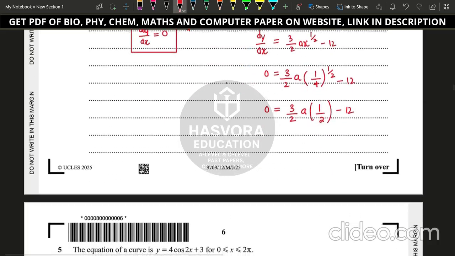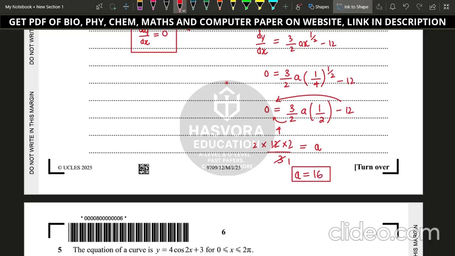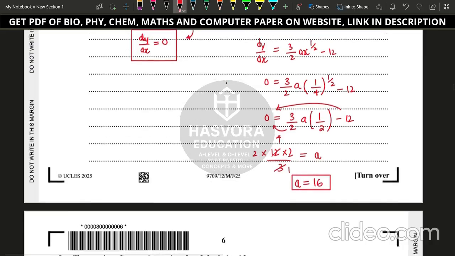Now let's simplify this. 12 is shifted to that side, this becomes positive 12, and into 2, so I've multiplied this one and then shifted this, so 12 into 2 divided by 3, and this is going to become multiplied by 2 again, because I have shifted the other 2 as well, and this is going to be equal to a. So 3 ones are 3, fours are 12, and 4 into 4 is 16. So a will be equal to 16. Okay, so the value of a is 16. I hope you understand this.